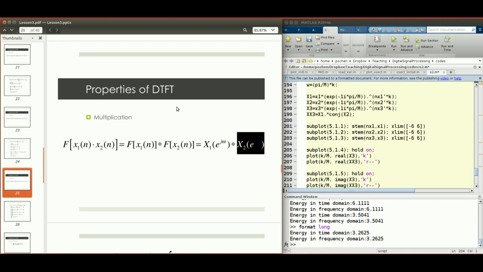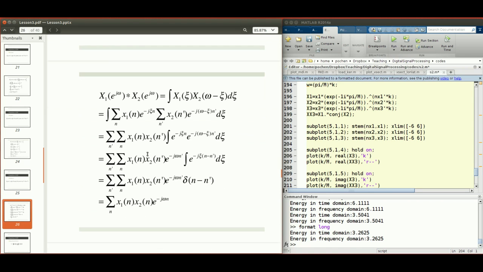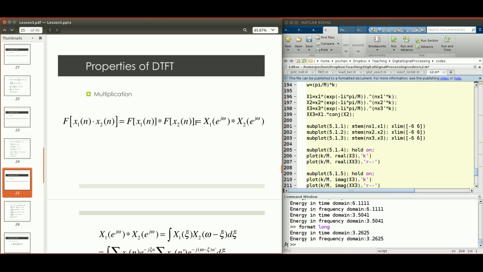So you can see the symmetry here, right? Multiplication in the frequency domain is equivalent to convolution in the time domain, and multiplication in the time domain is equivalent to convolution in the frequency domain, right? So you can see some symmetry in the Fourier transform. So how do we actually prove that?